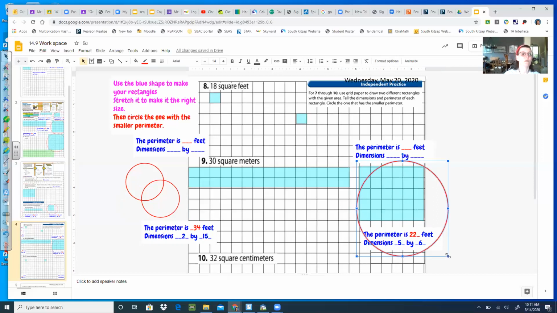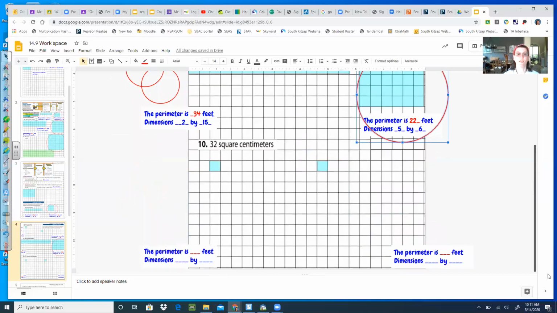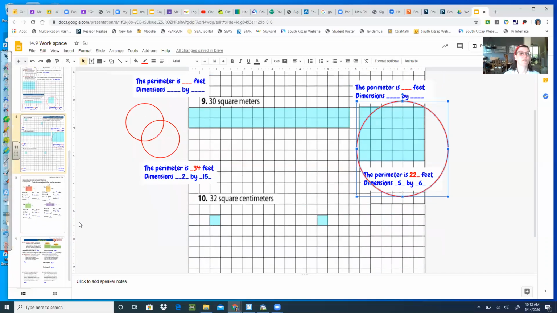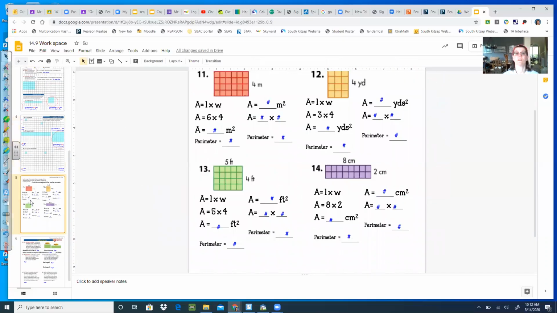Okay, I think that might be the only one we're doing on this page because that's the only odd. So there's 8, 9, 10. Yep, that's the only one we're doing there. So let's come down and look at these guys now. So I'm going to stick with doing odds.